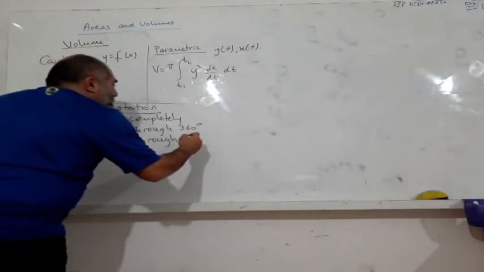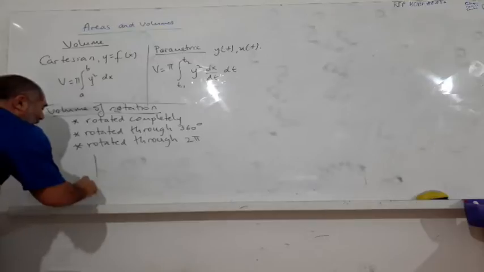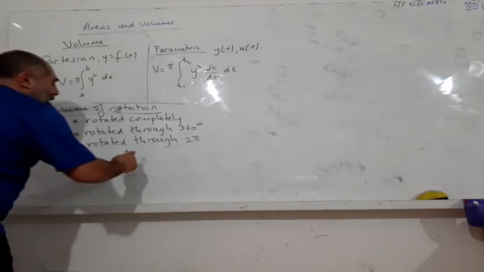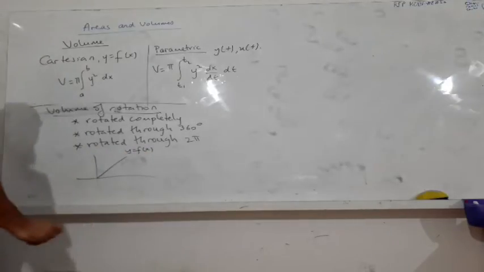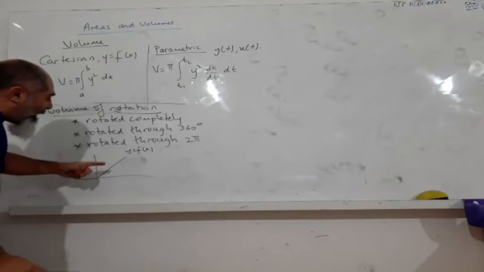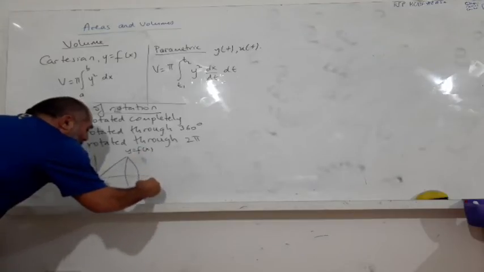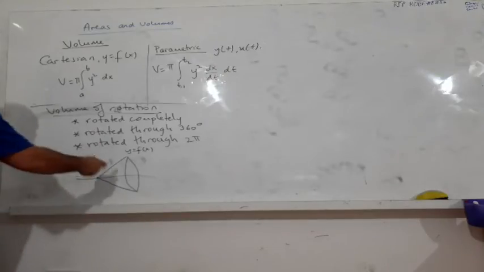If we have such a line, y is equal to f of x, and it's a line. If we rotate that line completely about the x-axis, that means we are going to obtain a cone. That becomes a geometrical 3D shaped cone that has a volume. It's the same thing with a curve.